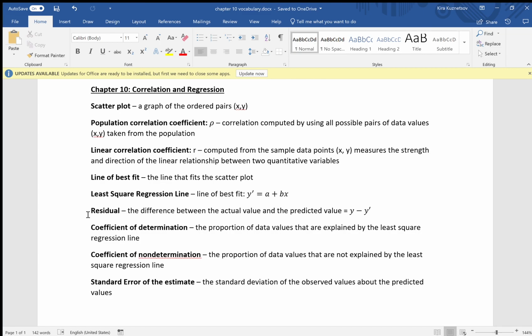The coefficient of determination, the coefficient of non-determination, and the standard error of the estimate are something we're going to discuss in 10.3 within the lectures. In the next videos, I will start with the lectures on 10.1.